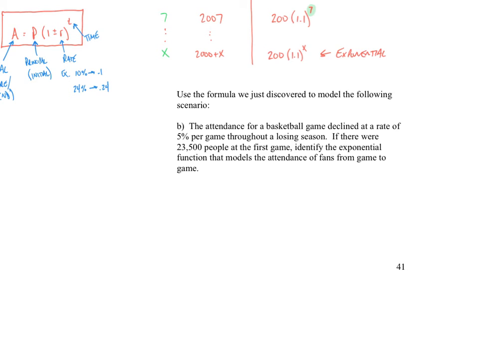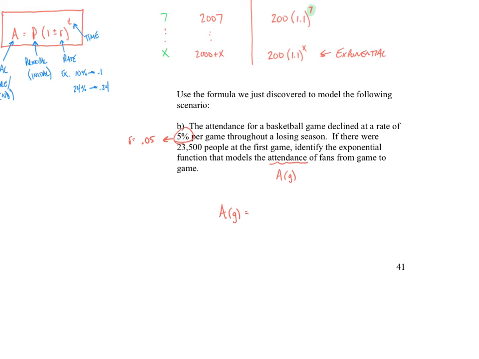It says the attendance for a basketball game declined at a rate of 5%, and that's important. I already know the rate is 5%. I have to use 0.05 for R. Per game throughout a losing season, if there were 23,500 people at the first game, identify the exponential function that models the attendance of fans from game to game. I'm just going to call attendance A of G. We'll say G is games. Right, so G is the number of games. So I want to rewrite my function here, A of G, depending on how many games have been played.